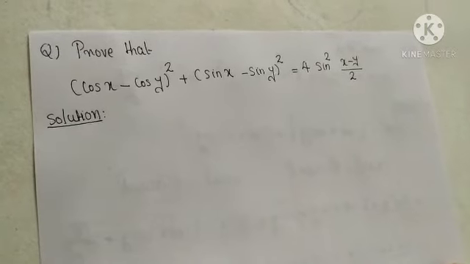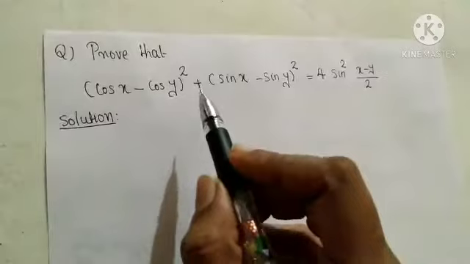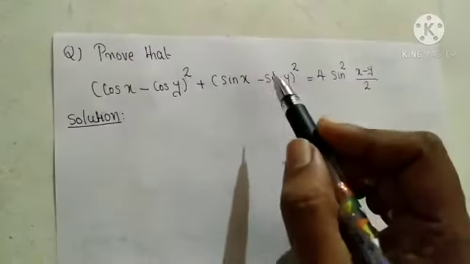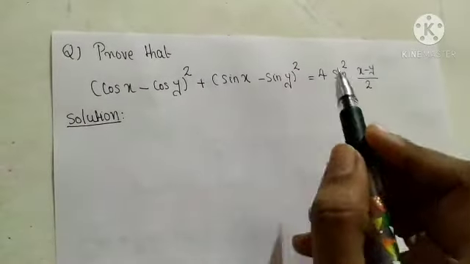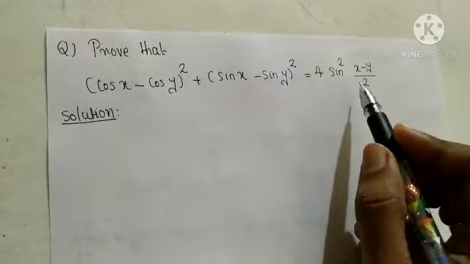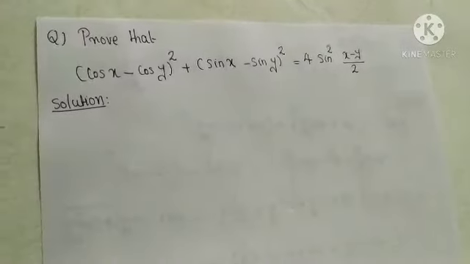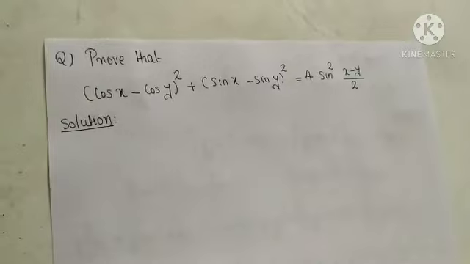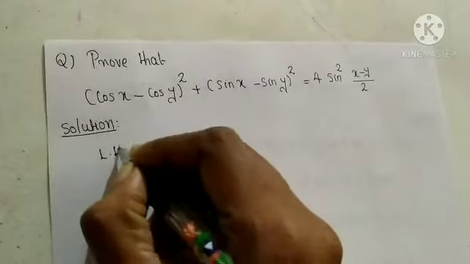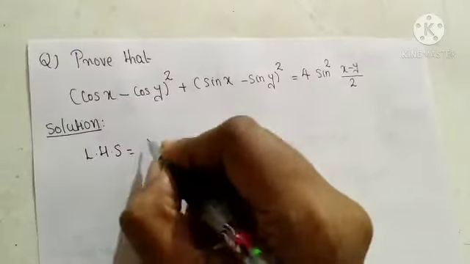This is our next question. Prove that cos x minus cos y the whole square plus sin x minus sin y the whole square equal to 4 sin square x minus y by 2. So let's start the solution of this question, starting with the LHS.